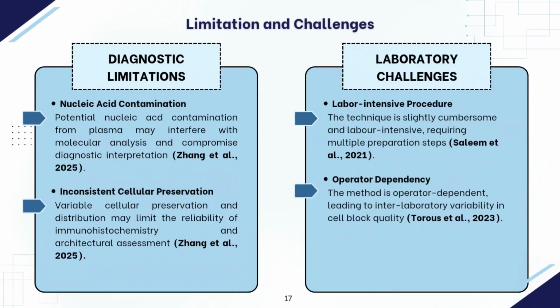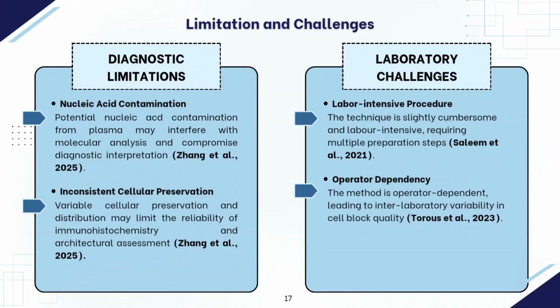This technical problem then leads to diagnostic limitations. One important concern is potential DNA contamination from plasma, which may interfere with molecular testing. This is particularly significant when molecular studies are required for diagnosis or treatment planning. Additionally, variable cellular preservation and uneven cell distribution within the clot may limit architectural assessment. This can also reduce the reliability of immunohistochemical staining. As a result, diagnostic confidence may be reduced in certain cases.